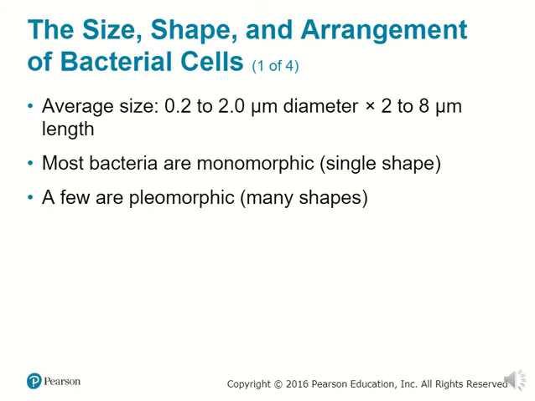As far as the size, shape, and arrangement of bacterial cells, well, typically bacteria can range from 0.2 to 2 micrometers in diameter and about 2 to 8 micrometers in length, where most bacteria are monomorphic, which means they have one particular shape for that type of bacteria. There are a few pleomorphic bacteria that can have many different shapes.